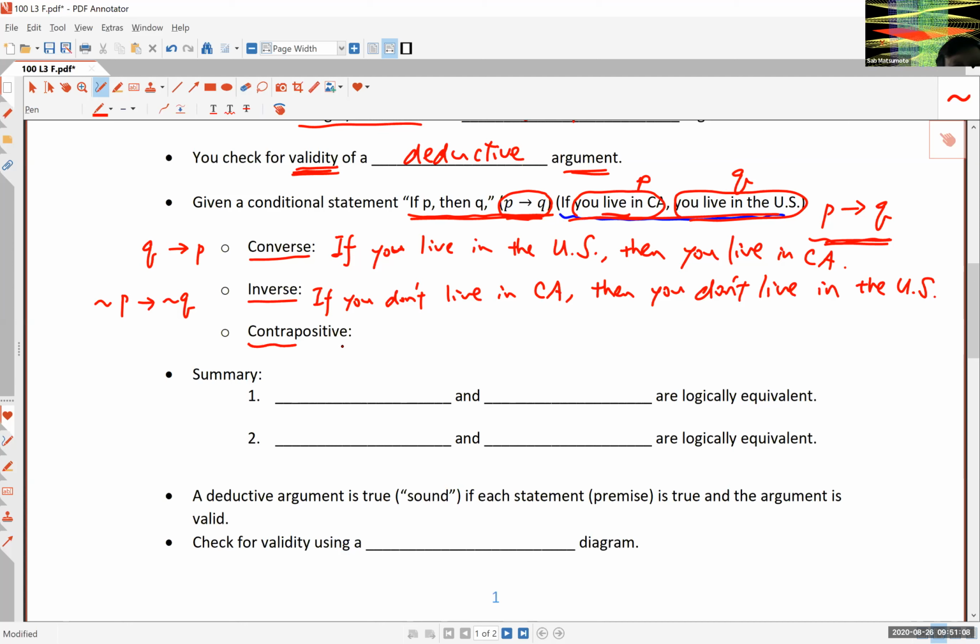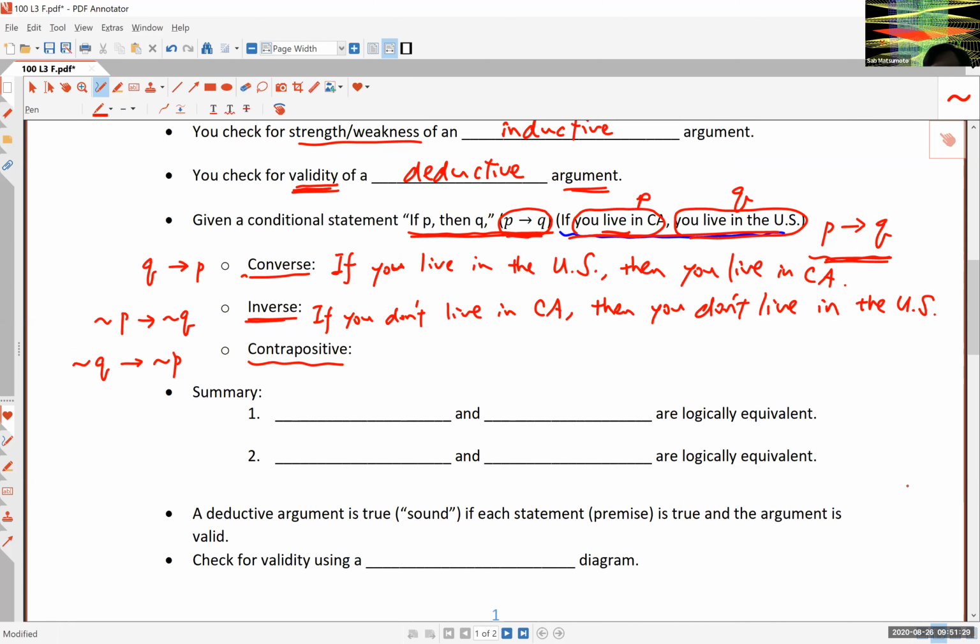Now, the contrapositive is the statement obtained by doing both. The first one you switch, the second one you negate. This time you negate and switch. So this will say, if not Q, then not P. Now, this may be really complicated to some of you, and really easy for some of you. It depends on how logically minded you are. But this is not too bad. So try to understand all of these variations.